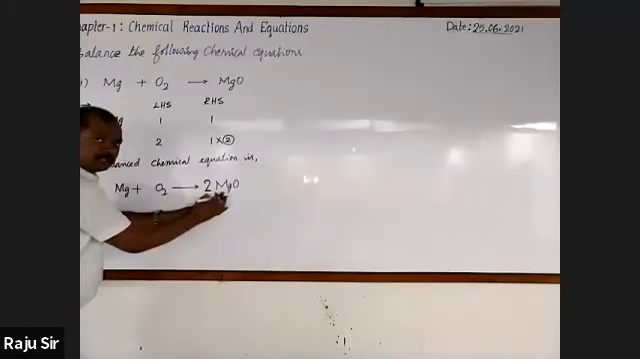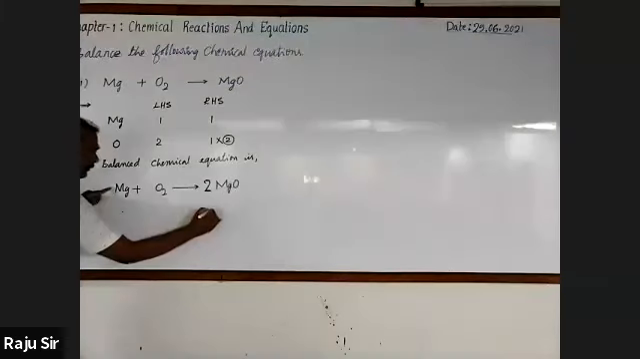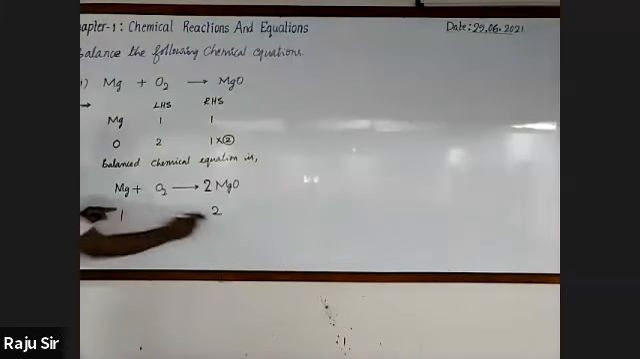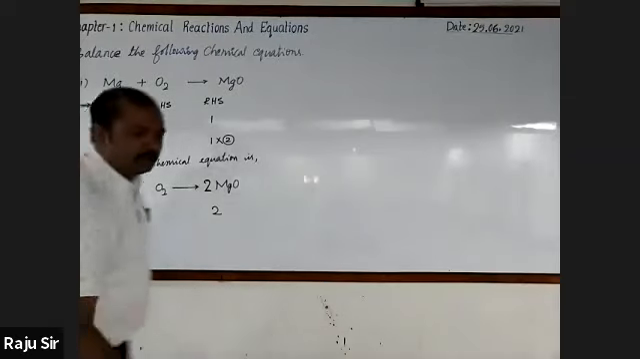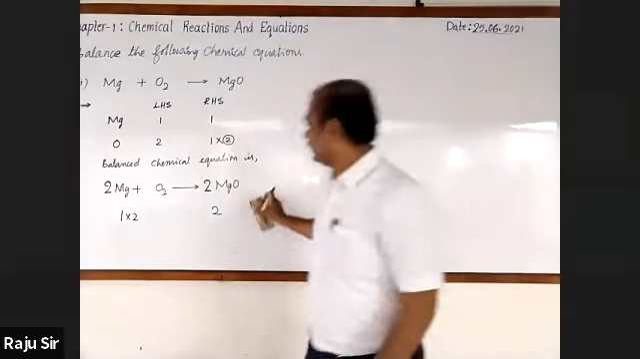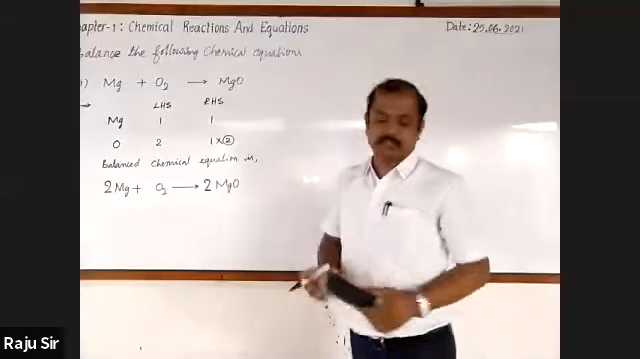Now, consider this one only. Here 2 atoms of magnesium, here is 1. Now, what should be multiplied? 2 should be multiplied. Here, 2 Mg. So, this is a balanced chemical equation.